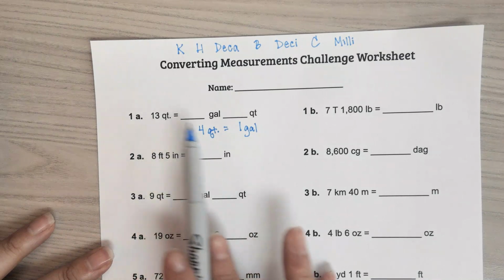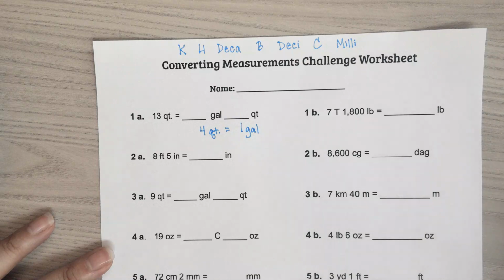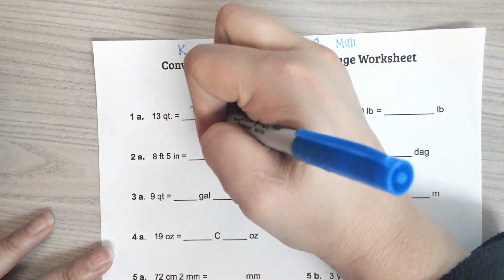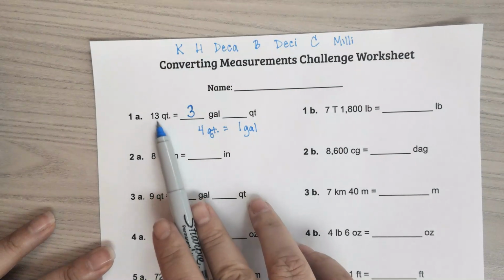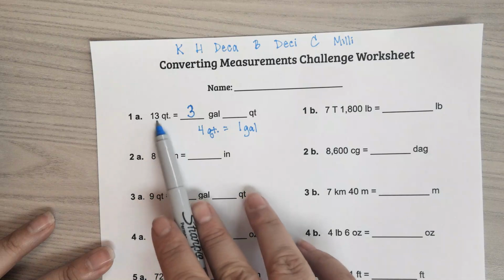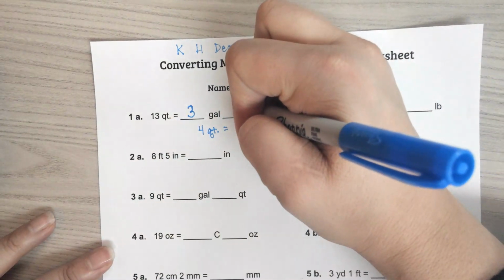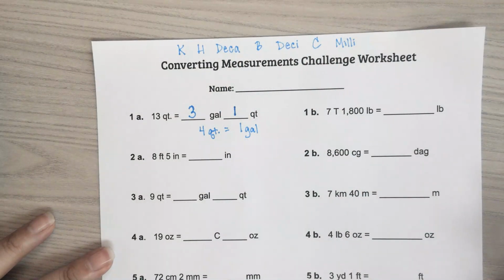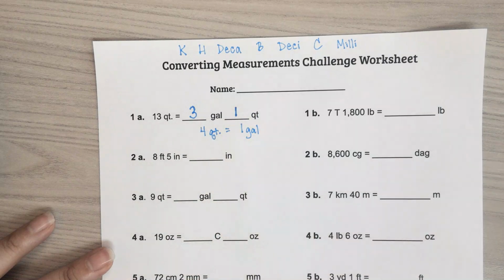I'm going to take 13 divided by 4, and 4 goes into 13 3 whole times, which would make it 12 quarts. But I've got 1 left over because I started with 13, and that leftover 1 is going to be a leftover quart for my answer. So for question 1a, 13 quarts equals 3 gallons and 1 quart.